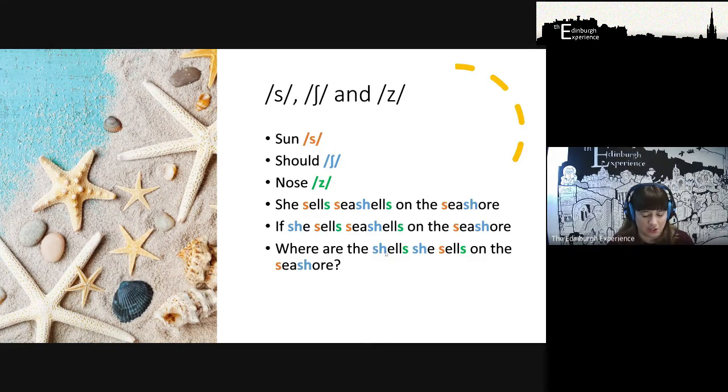Okay, let's try it one more time, but a bit faster, right? She sells seashells on the seashore. If she sells seashells on the seashore, where are the shells she sells on the seashore? Okay, that's your homework. Try and practice it to get that fast.